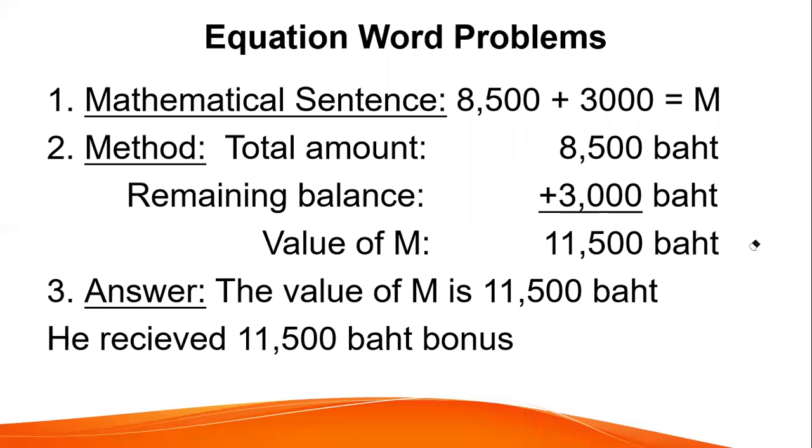That's a lot of bonus. So we have our answer. Now our last step is to write step 3, the answer. The answer is the value of M is 11,500 baht. And under that, we also write he received 11,500 baht bonus. Now we just solved our second problem.